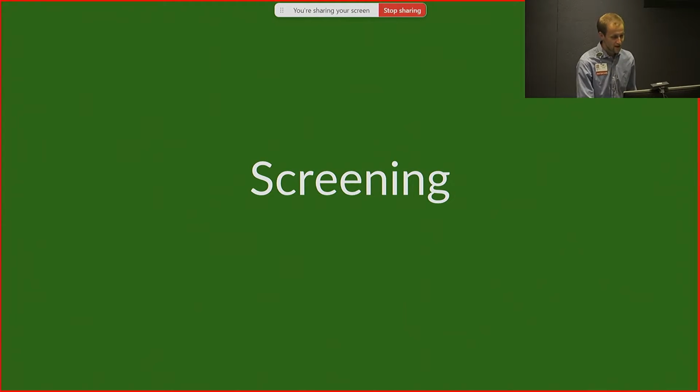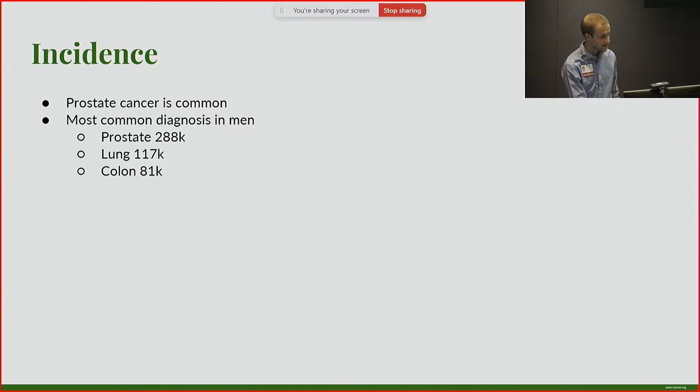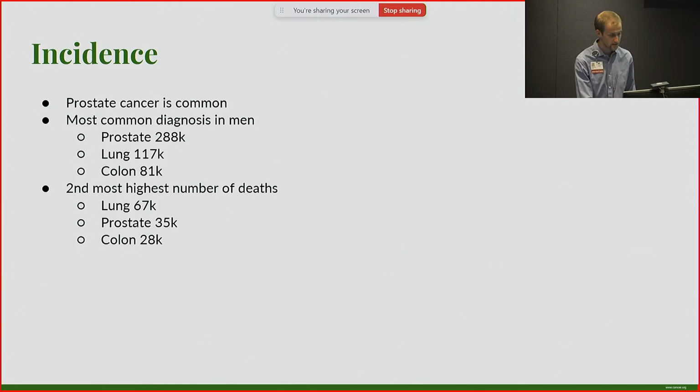So first up, we're talking about screening of prostate cancer. Just as I'm sure many people have seen in their own practices and heard of, prostate cancer is very common. As far as solid non-skin malignancies, it's the most common diagnosis in men, over double the diagnoses of lung cancer, leaving many others kind of in the dust.